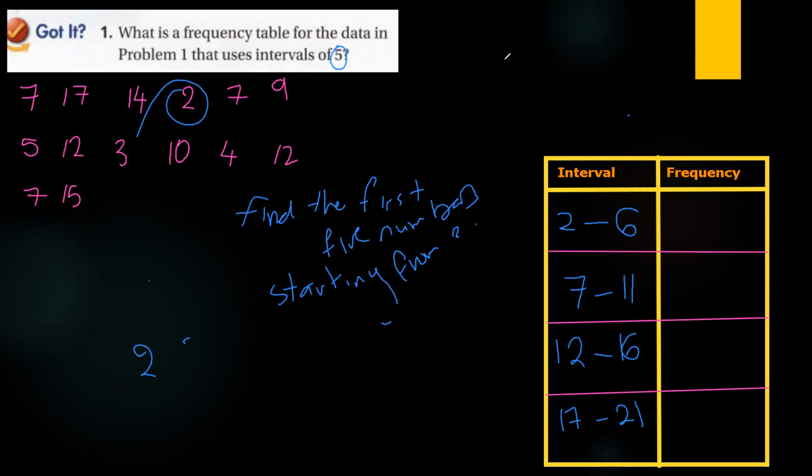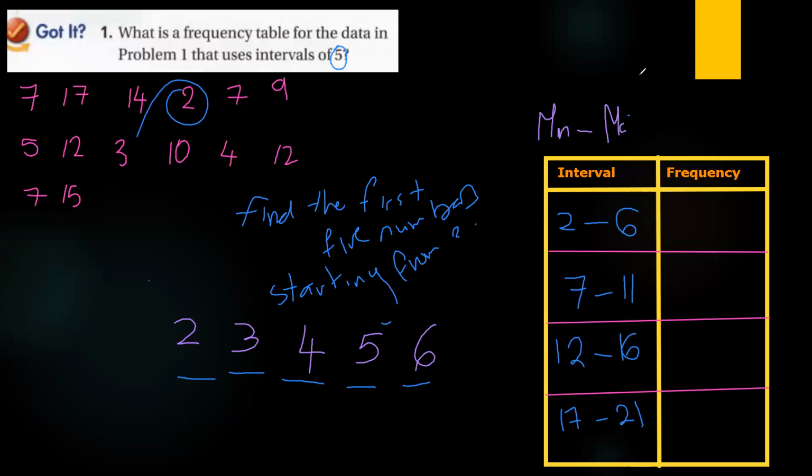Yalla, 2, 3, 4, 5, and 6. I told you that I want 5 numbers only, so I put 5 numbers, then start. I want to start from 2. So I will say 2, 3, 4, 5, and 6. So what is this, the minimum number? When you write the interval, write the minimum, then maximum. So the minimum number here is 2, and the maximum number is 6.